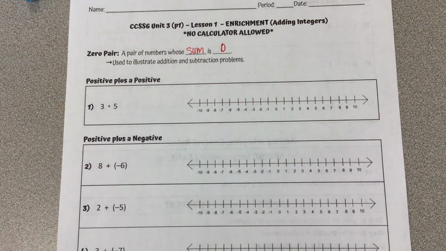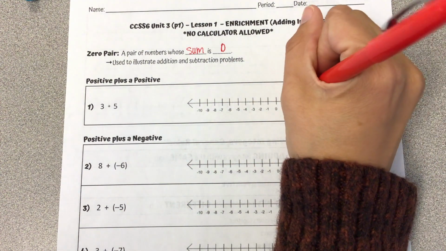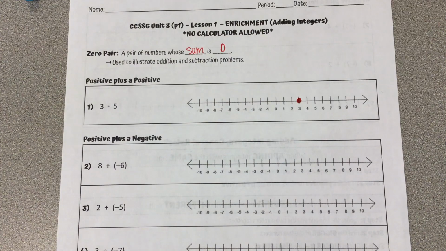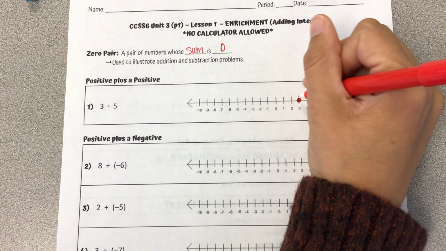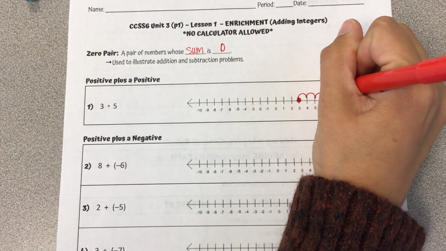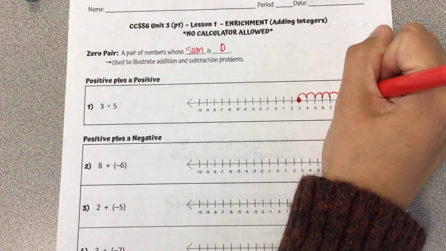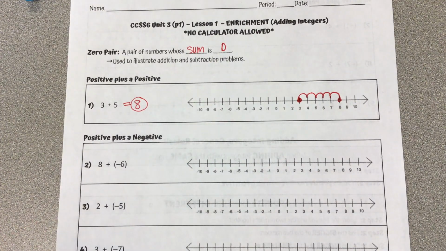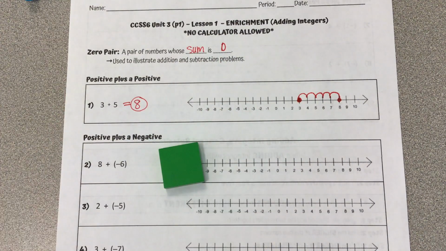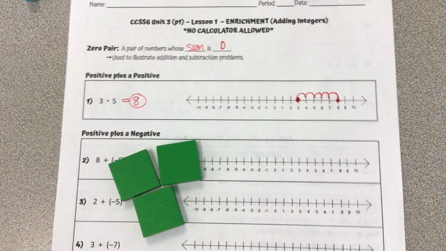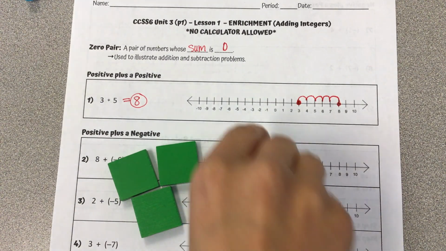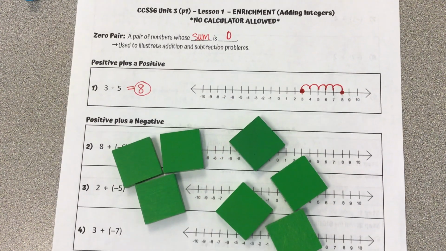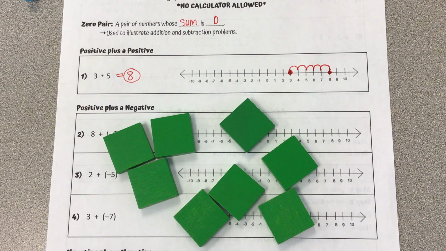So let's look at this first example, 3 plus 5. So I'm going to start at the number 3. And if we think about on the number line, when we're adding a positive, we go to the right. So if we're adding 5, we go 1, 2, 3, 4, 5, which leaves us at 8. With using these blocks, we have 3 positives. We are adding 5 more positives, which gives us a total of 8 positives.